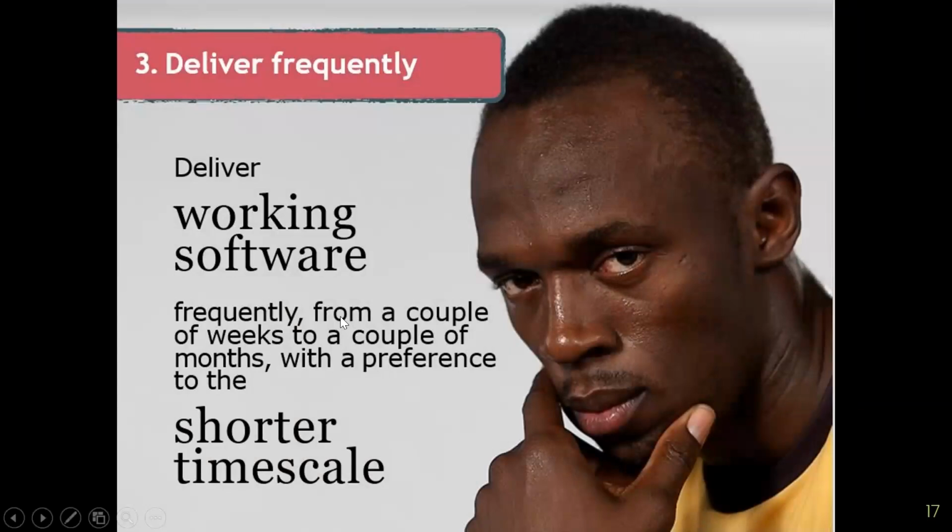Deliver frequently, right? Deliver working software frequently, from a couple of weeks to a couple of months, with a preference to shorter time scales. So Agile, especially Scrum, has what we call sprints. Sprints can be 1 week, 2 weeks, 3 weeks, or 4 weeks, but not more than those. You can say, look, we want to deliver something every 2 weeks, or every 3 weeks, or every four weeks, right? It's the team's prerogative and the company's prerogative, but you have to always deliver working software frequently.